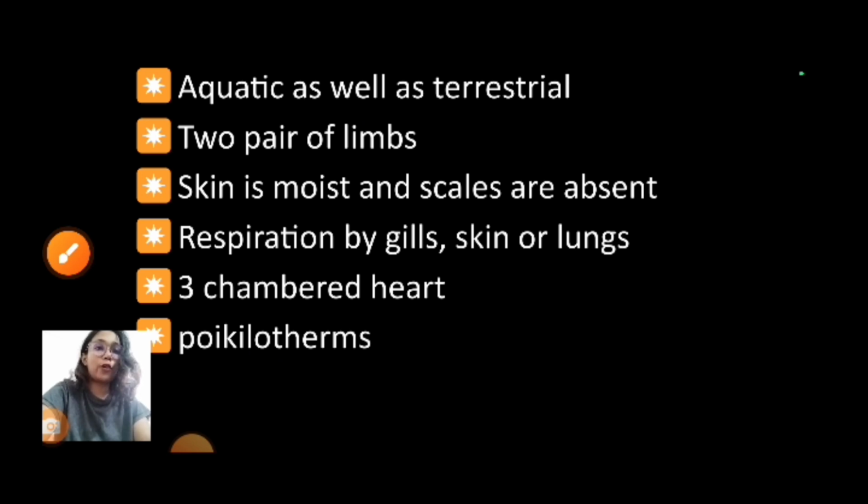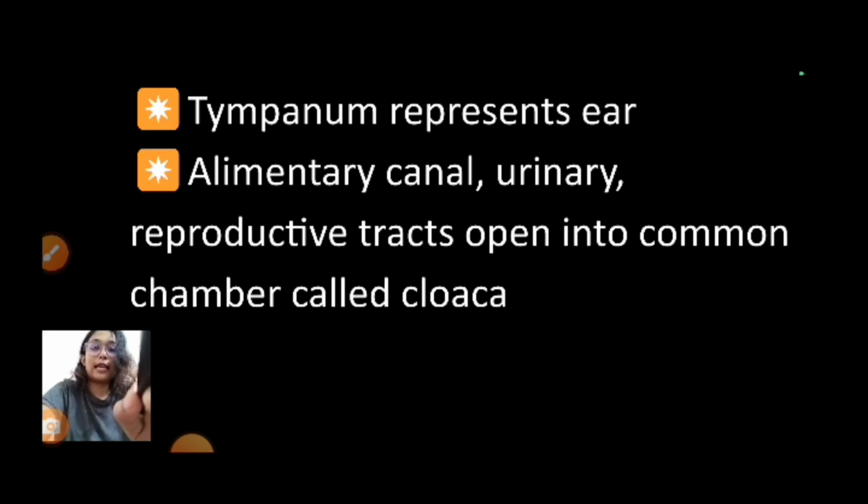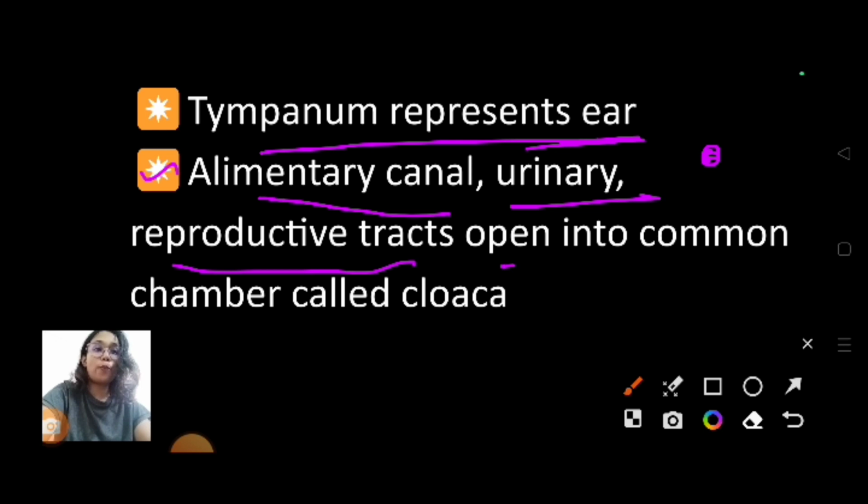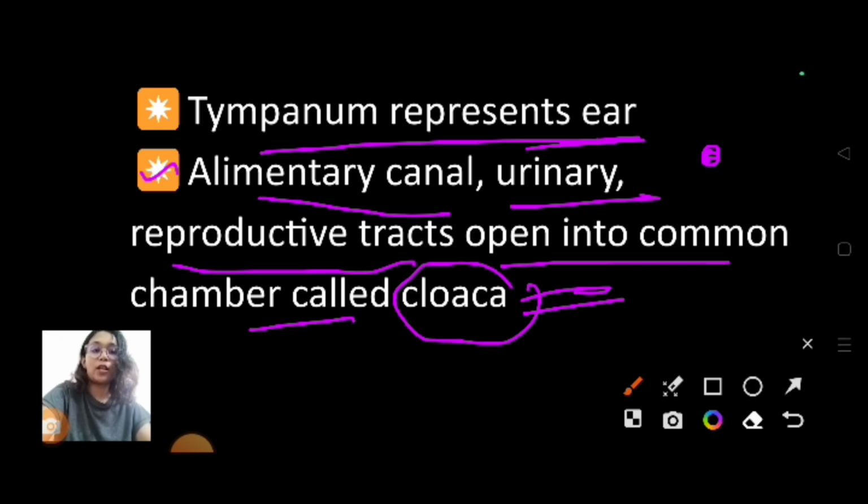Okay, then moving on to the next slide, it is saying tympanum represents ears, meaning there is no external ear present like us. This is our external ear. So a tympanum, a hole-like structure, is present that represents the ears. Then the alimentary canal, urinary tract, and reproductive tract open into a common chamber called cloaca, which is connected to the exterior. So all these canals are connected to one chamber that is called cloaca. Is it clear?